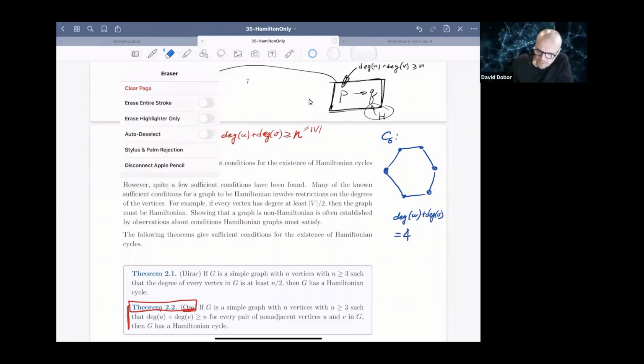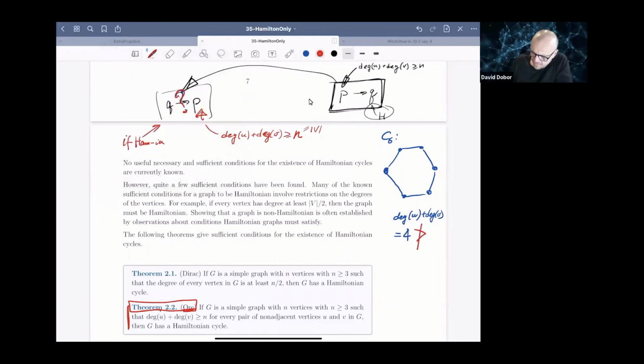Let me write it this way. It's not greater than 6, which is n. So this is the converse. This is an example where the converse of Ore's theorem does not hold. So you can have a Hamiltonian graph with few edges. So intuitively, what is it?